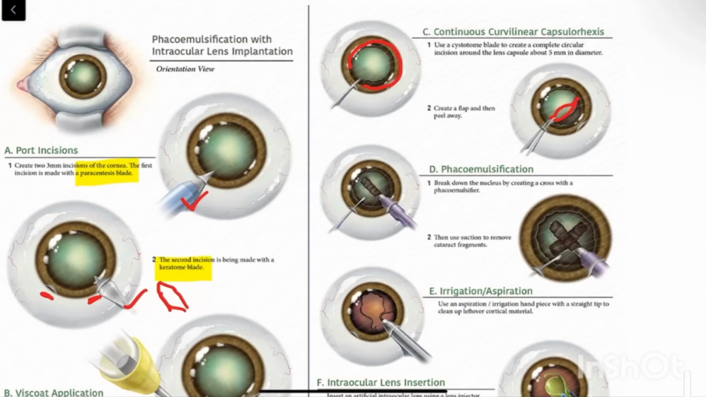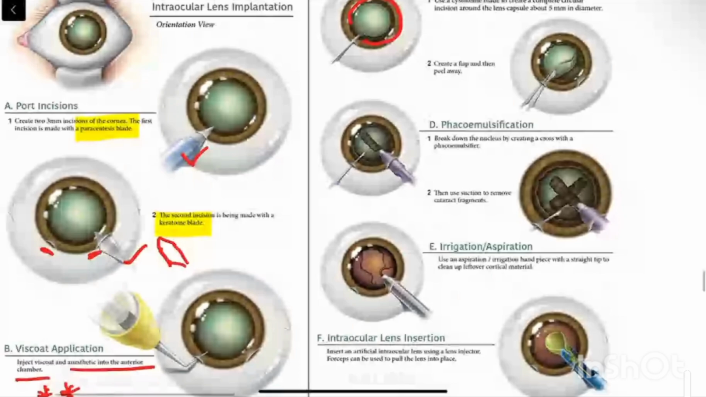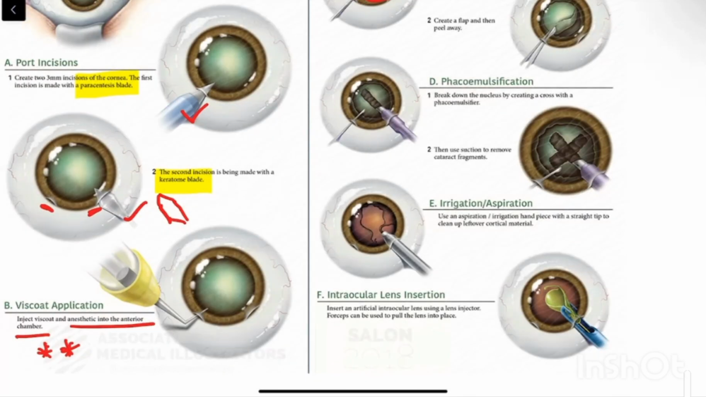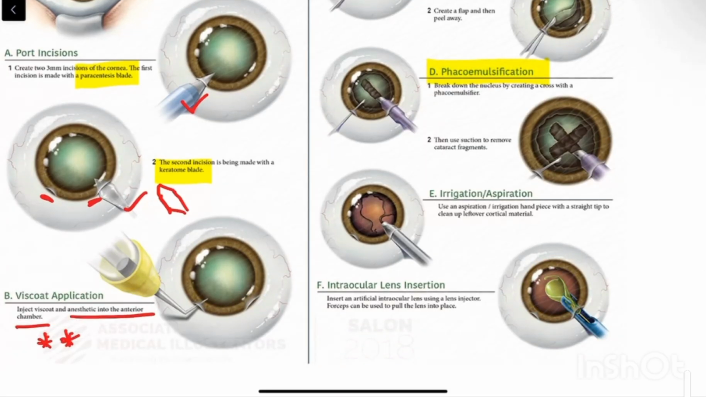So we have created a flap and we are lifting it up so that we will be able to reach the lens which is diseased. After this is the main step, that is phacoemulsification. So we will break down the nucleus by creating a cross with a phacoemulsifier. Phacoemulsifier is a device which will be used to break this, whatever we have created, in the mark of a plus or cross.